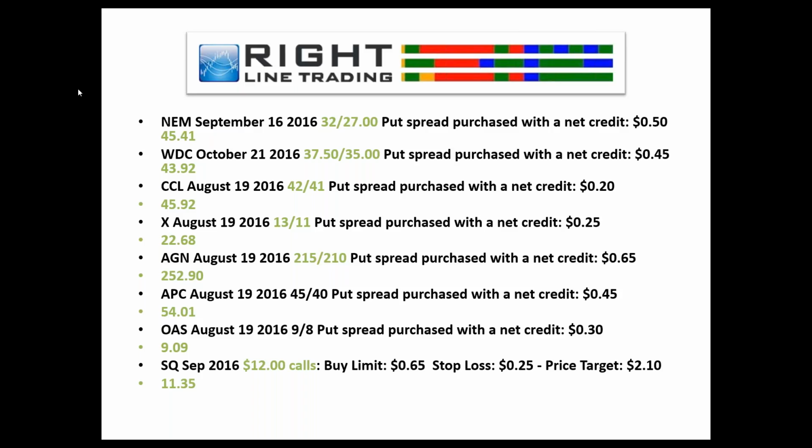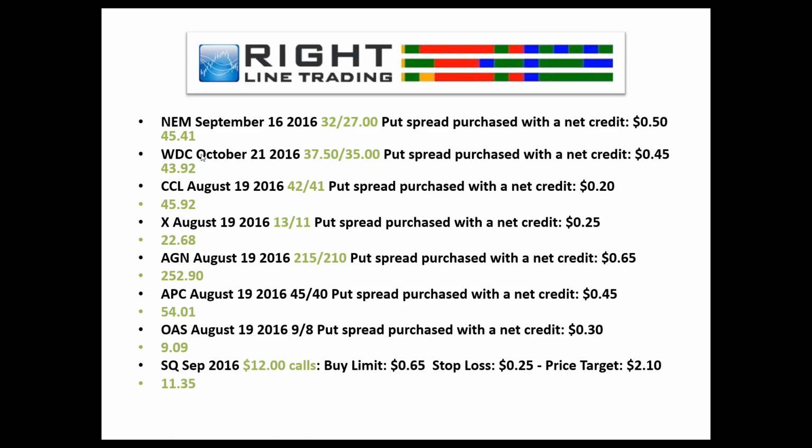Now, the only thing you need to know at this point is that if Newmont closes on September 16 above 32, we get the full 50-cent net credit that we were awarded. So we're going to get $50 for every vertical spread position that we placed if Newmont closes above 32. Since it's trading right now at 45.41, the likelihood of it dropping to 32 is nil. So this is almost a lock-in position with 100% net credit of $50 a position.